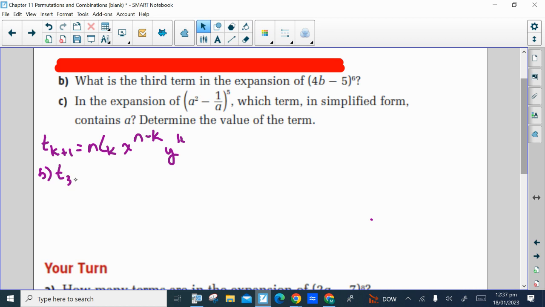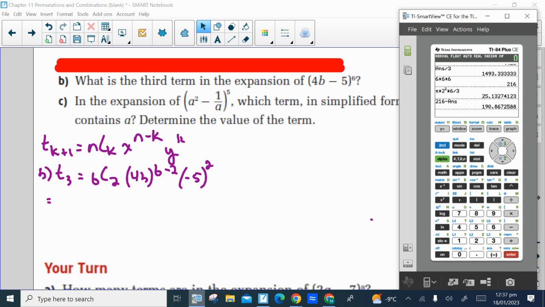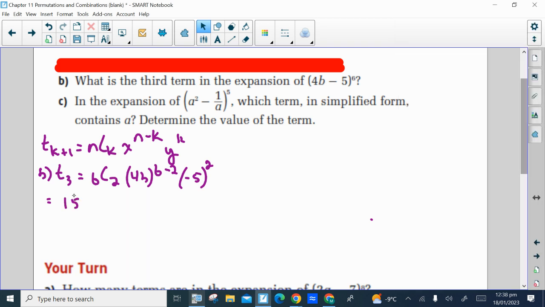So for term 3, k equals 2. And you're going to have 6C2 because n is the power on the binomial. x refers to the first term of the binomial, 4b to the n minus k. y again refers to the second term of the binomial, which is a negative 5. You need to have that as a negative 5 raised to the power of k, which again is 2. So 6C2 is 15. You're going to have 4b all to the power 4.